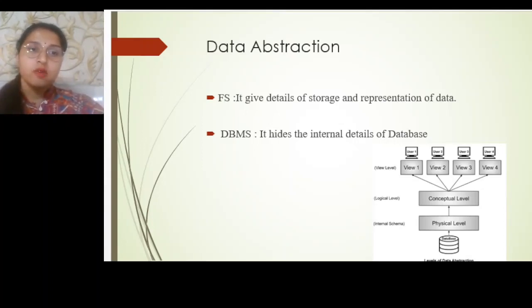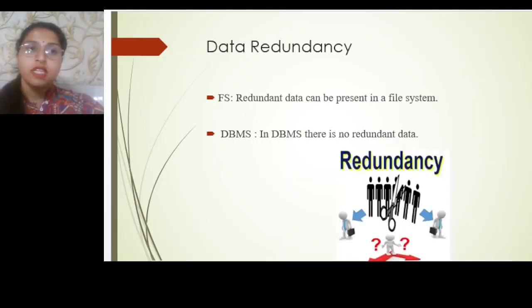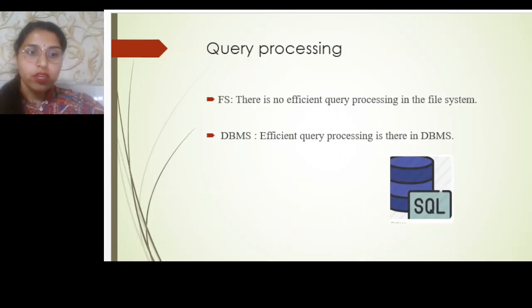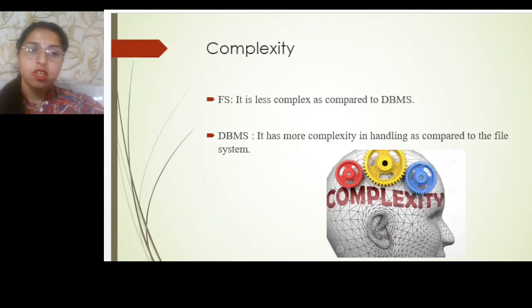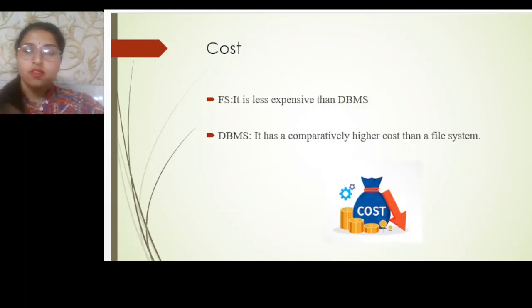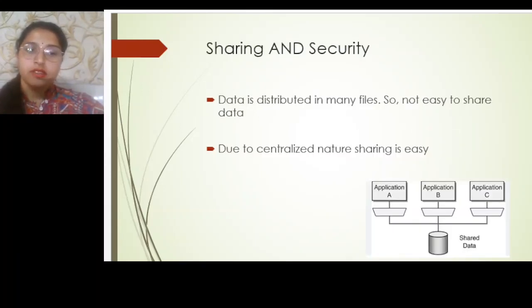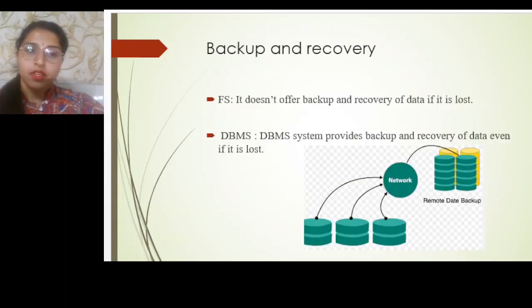So here we have studied with the various points, that is what is the difference between the database management system and file system in terms of structure, in terms of data redundancy, in terms of query processing, in terms of concurrency. You cannot just differentiate it on one basis, you are going to differentiate it on various bases. This is concurrency, cost, sharing, backup and recovery.